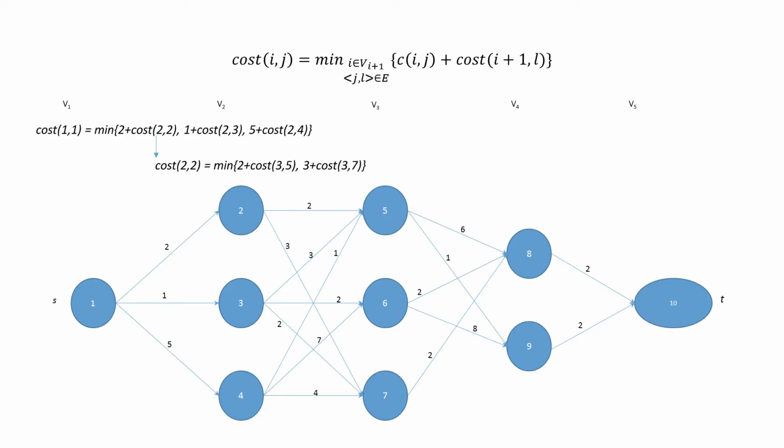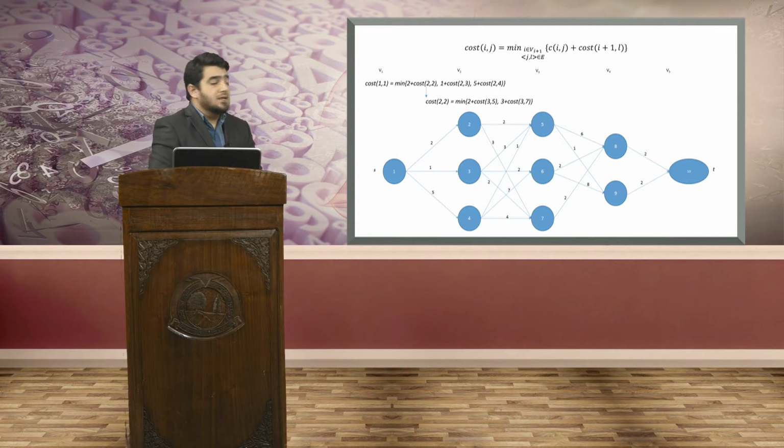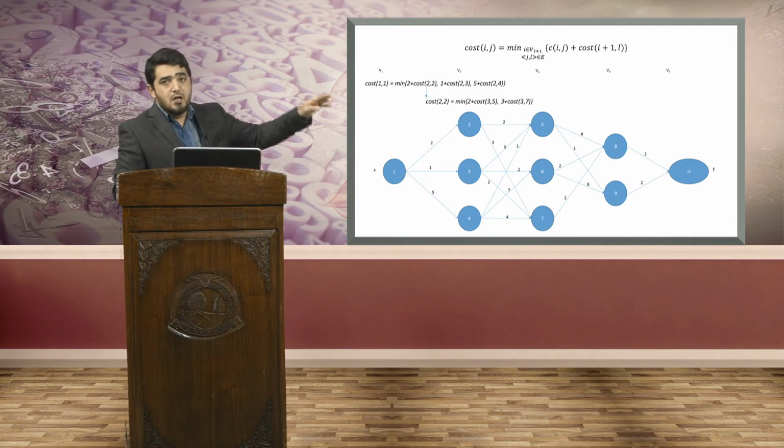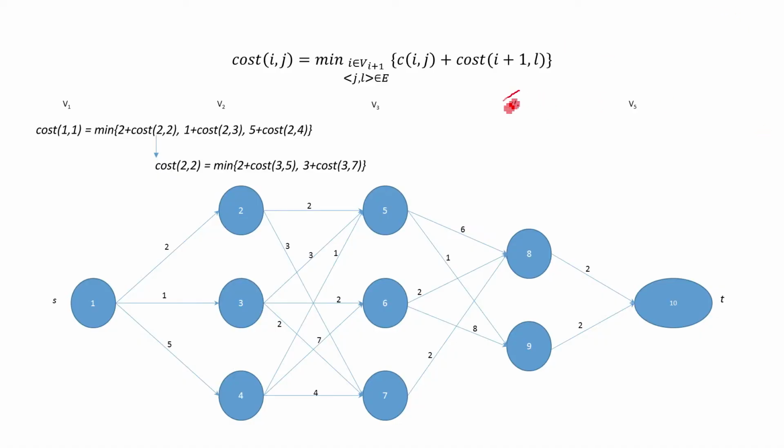We'll try to find a formulation for this problem using a bottom-up approach. We'll see how we go about it. Now we can observe the cost of selecting node number j in the last but one stage. In our example, our last but one stage is V4. In this stage, we have two nodes, node number 8 and node number 9.